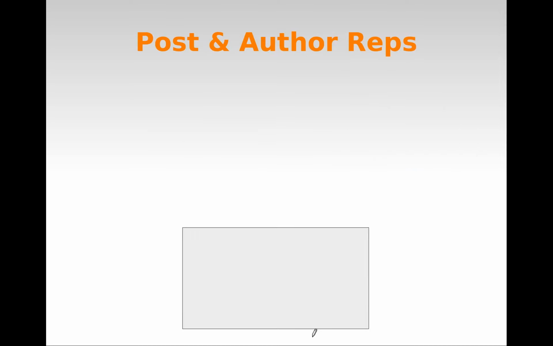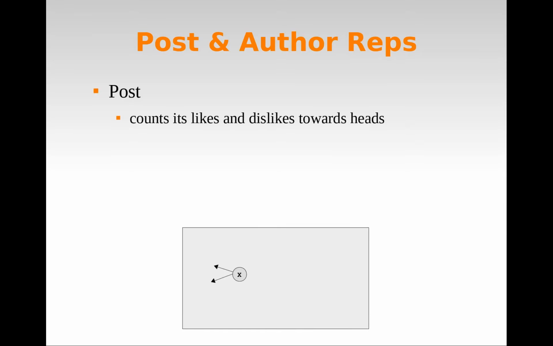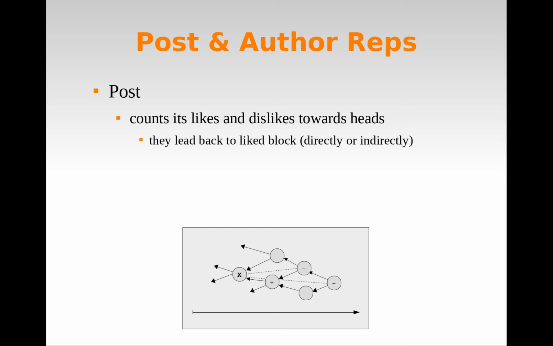The reputation of posts and authors are tracked separately and in a different way. For posts, Freechains counts the likes and dislikes that appear after the block. Here we have a post and want to know its reputation. We only look forward, and only for posts that link directly or indirectly to the block of interest. Here, the block has a negative reputation because of the 2 dislikes it gets.